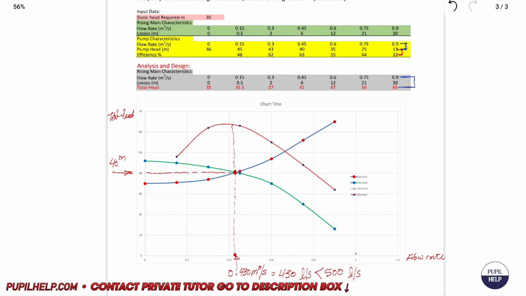Now also we can find the efficiency of this pump at this point, which is around 36%. So we have just designed and analyzed the pump for this requirement, and we found that it is inadequate.